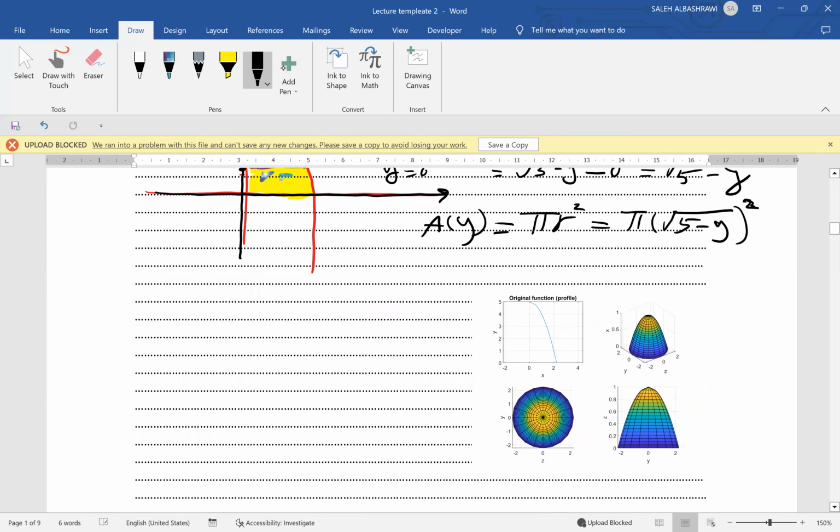So we can have this shape. This is the solid. So my graph is this one. Rotated about the y-axis, we have this shape. This is a paraboloid in the three-dimensional case. The cross-section is a circle, like this one. It's given by pi r squared, and r is equal to square root of 5 minus y. So A(y) is given by pi r squared, or pi times 5 minus y, or just make it as pi times 5 minus y.